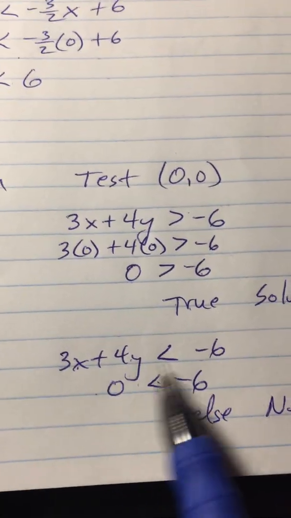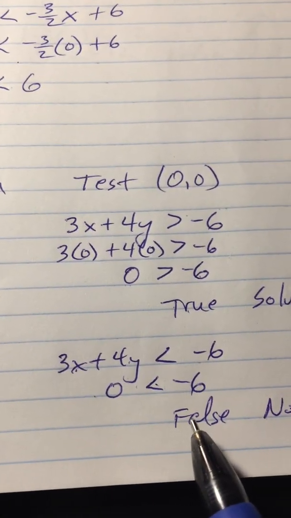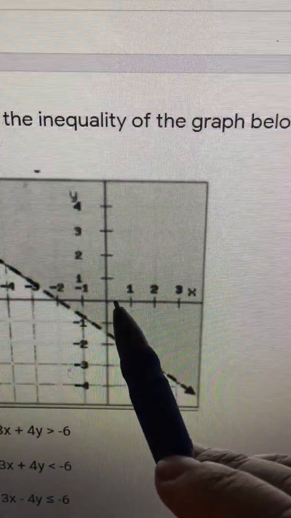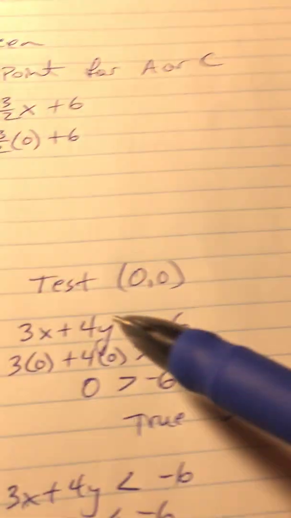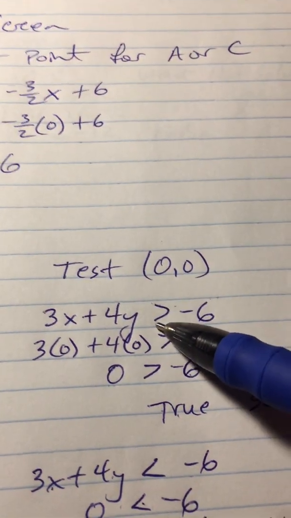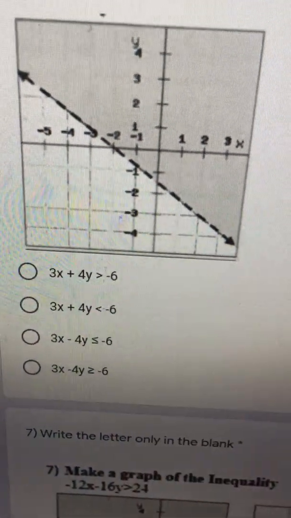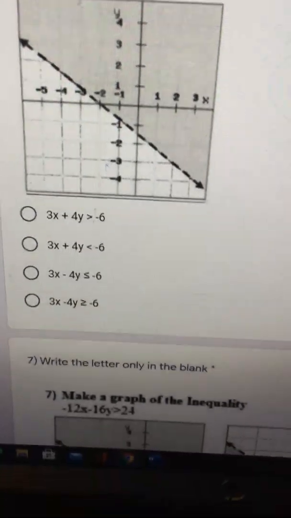So if this had been my equation, the origin would be in the white place. Let's go see which one my origin was. My origin is in the shaded, so I wanted the one that was true, and the one that was true was the first one with the greater than symbol in it. So that's the one I want with the greater than symbol. And that one is the first one up here. It has the greater than symbol. So that's how you test the points to see which one it is.